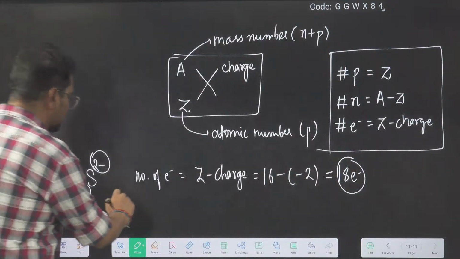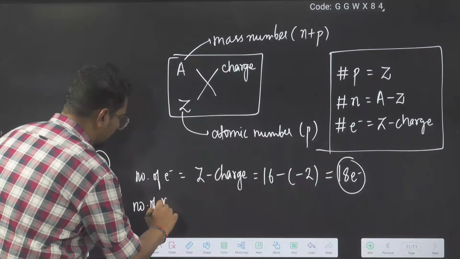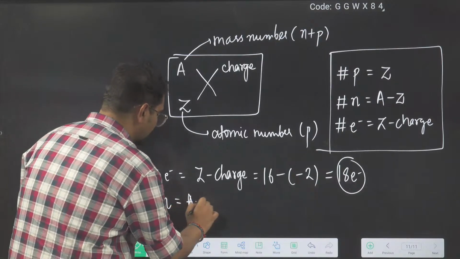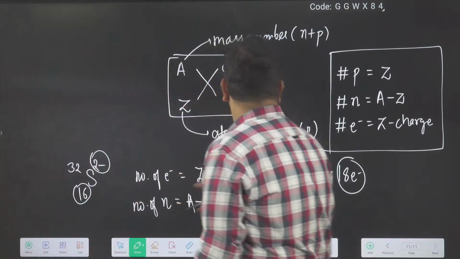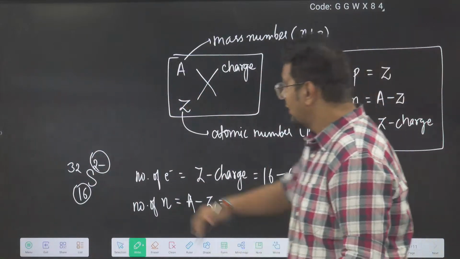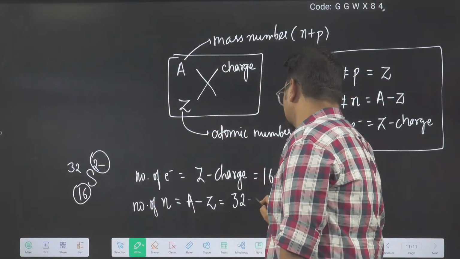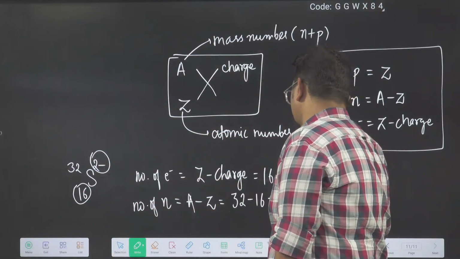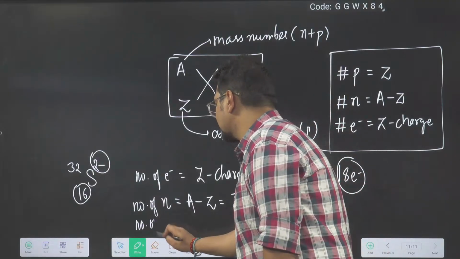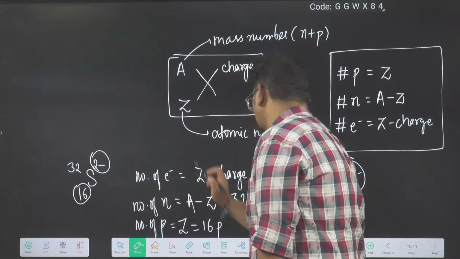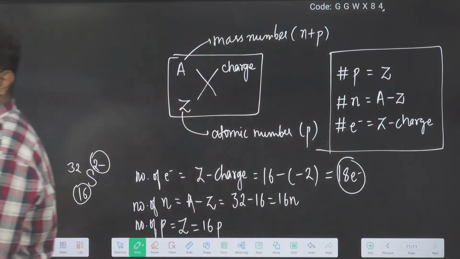Number of neutrons is A minus Z, which is 32 minus 16, so 16 neutrons. And the number of protons is just Z, which is 16, so 16 protons. Say bhai, is this question clear?